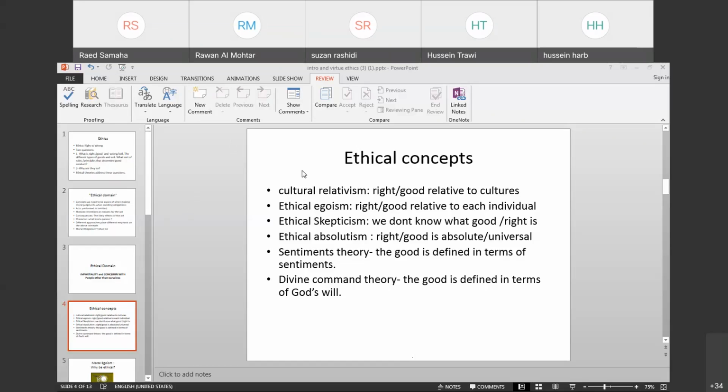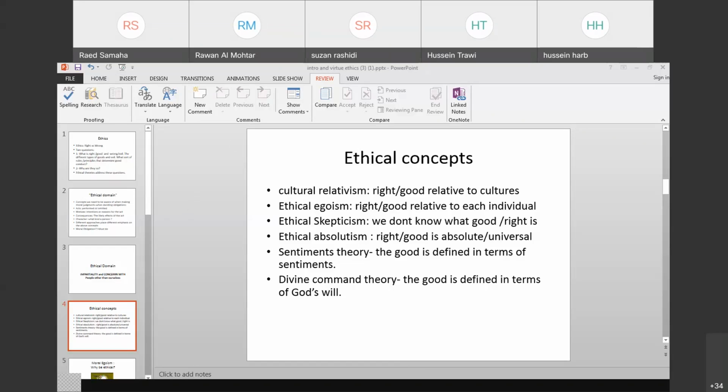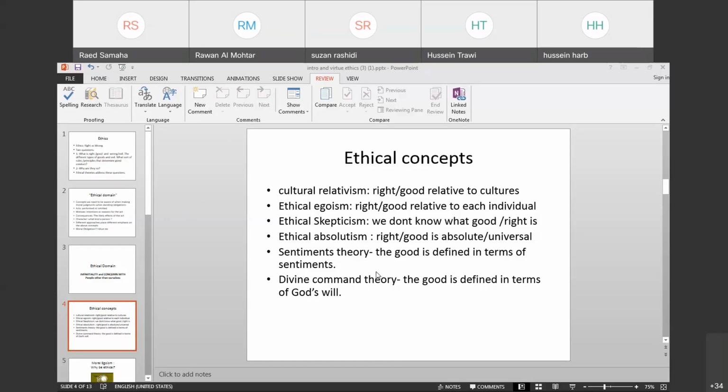How do you jump to something ethical absolute? Are you guys following? Are you following us? Yes, sir. It's all clear for now. Yeah. But we skipped the skepticism part. Sorry. Oh, yeah, we didn't get there yet. Okay, the third concept is skepticism.